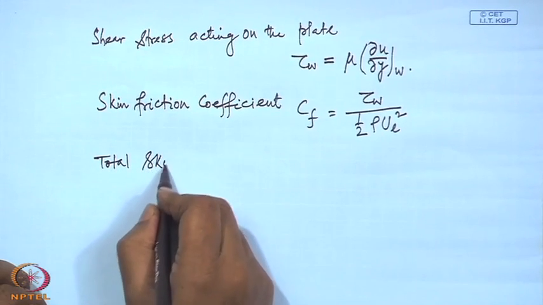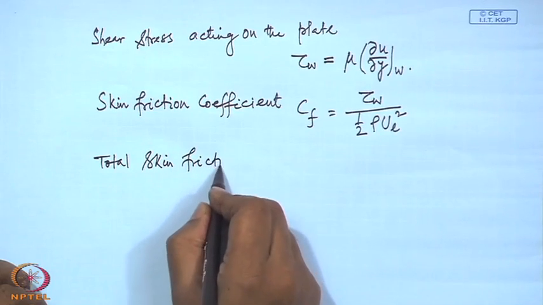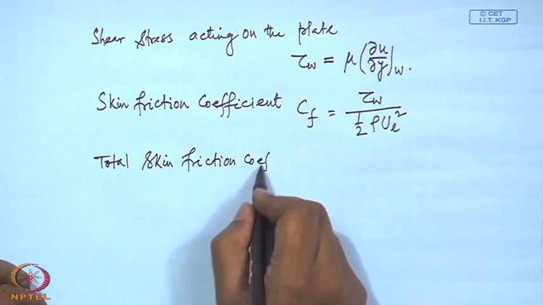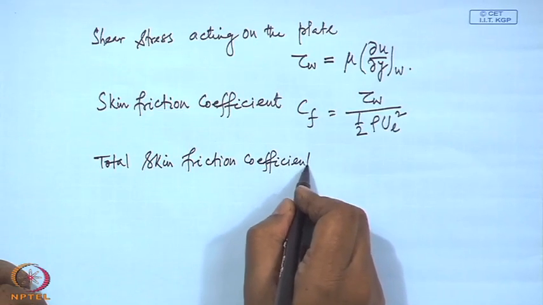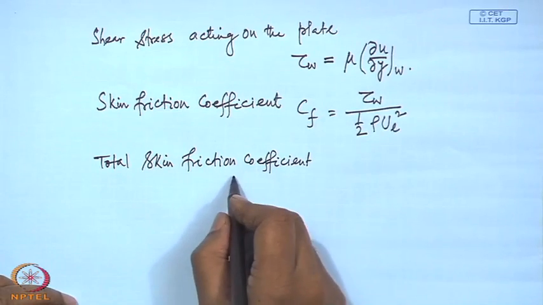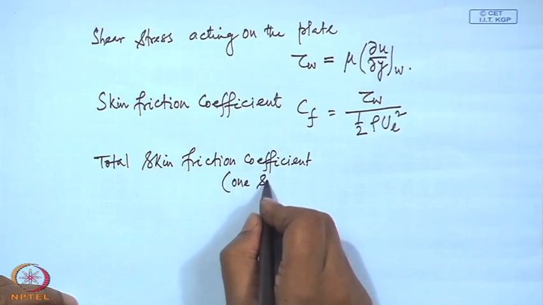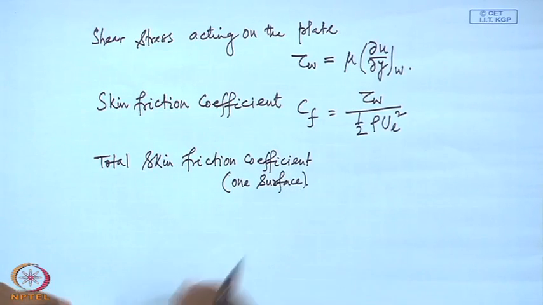So, you can write the total skin friction coefficient. How much will it be? For one surface. Usually when the body is immersed, it will have two surfaces, upper surface and lower surface, and both will offer this resistance. So, for the total skin friction coefficient, that should be multiplied by 2, but now we are considering one surface. So, how much is this?